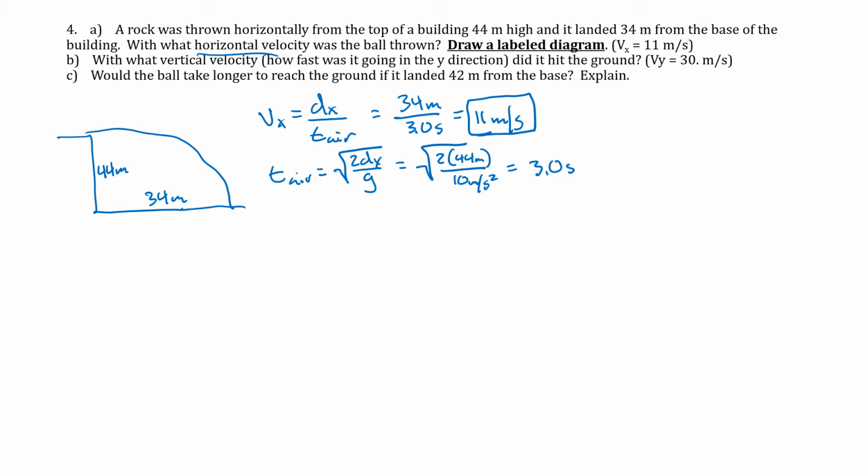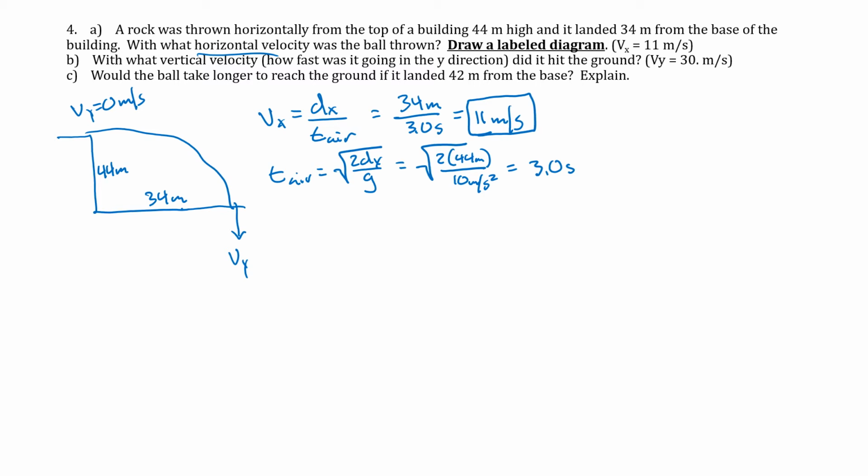Second question is a little bit trickier: with what vertical velocity, how fast it was going in the y direction, when it hit the ground. So again, vertical velocity is how fast it's moving in this direction. Vertical is affected by gravity. It's a free fall problem, right? So what we're really looking for is the Vy at the end. The Vy up here is going to be 0 because we're going perfectly horizontal. There's no vertical motion initially.